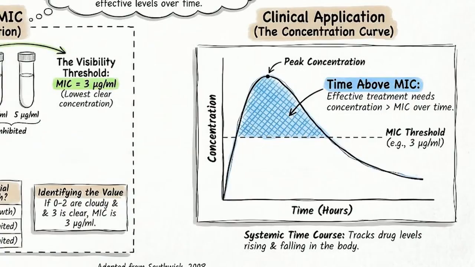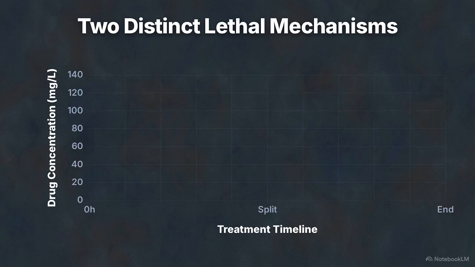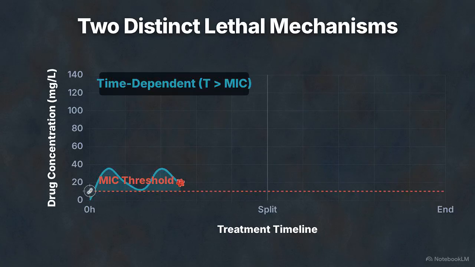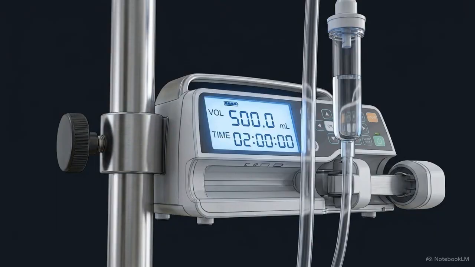But translating that from a test tube to a human body means watching how that baseline MIC is mapped onto a systemic concentration curve as the drug enters and eventually leaves the bloodstream over time. Finding the MIC is only the starting line. Mastering antimicrobial therapy means manipulating how the drug behaves around that exact threshold to trigger one of 2 distinct lethal mechanisms. The first of those mechanisms is time-dependent killing.